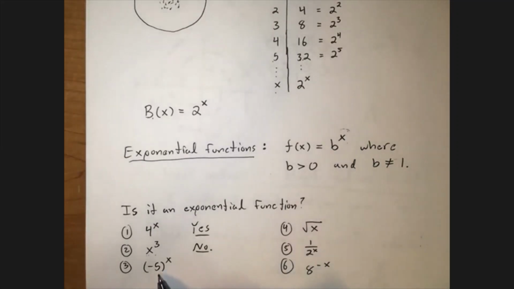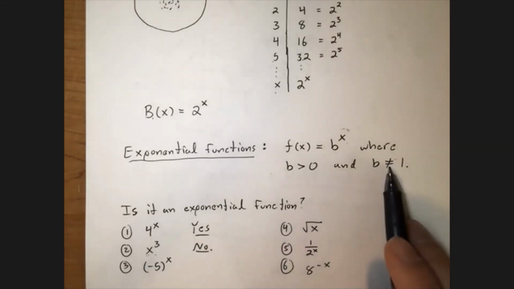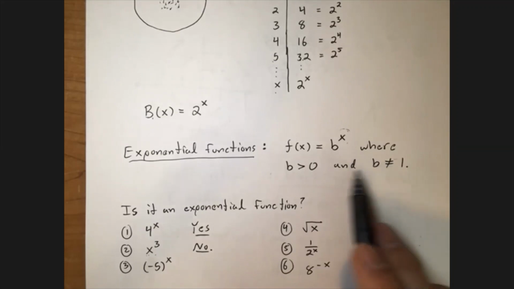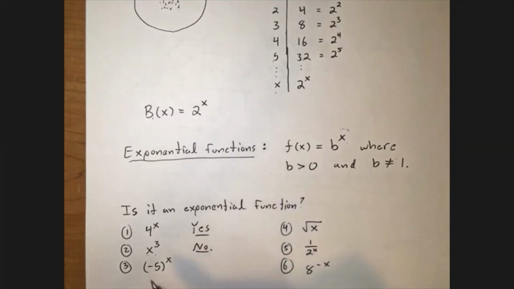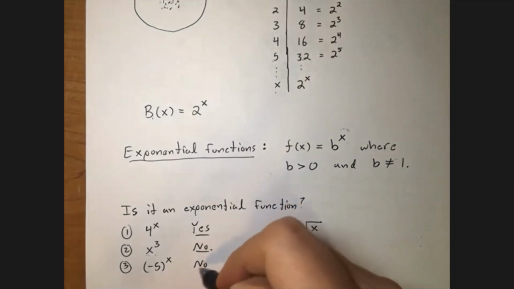Let's look at the next one here. Well, we got the variable in the exponent. This number is not equal to 1, so that's good. Problem is, this number is not positive. Right, so it fails this condition over here. That B is -5 here, it's not positive, so that actually does not qualify.